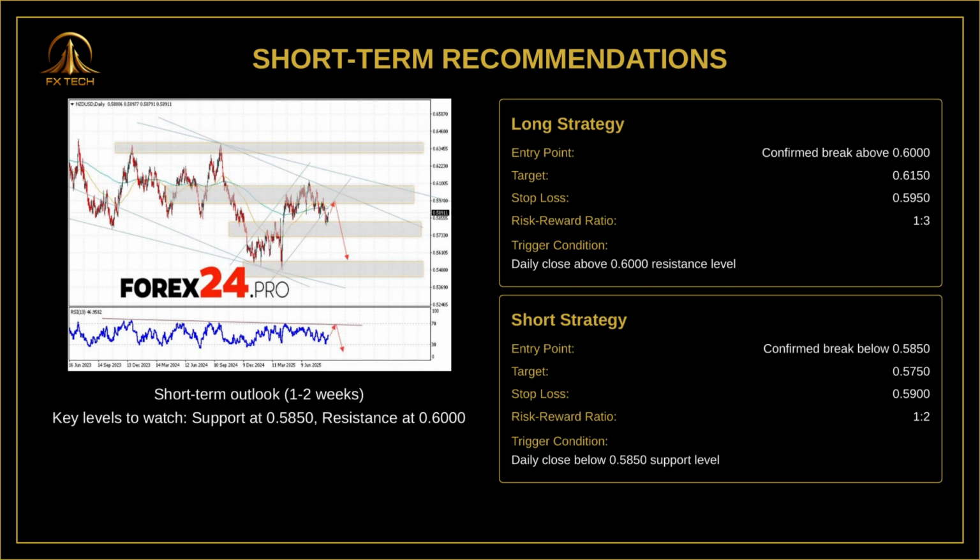The chart on the left shows the short-term outlook for NZD/USD, highlighting these key levels at 0.5850 support and 0.6000 resistance. Notice how the price has been respecting these boundaries, creating a range-bound environment that could break in either direction. It's important to emphasize that these are not just arbitrary levels. They represent significant zones where market participants have previously shown buying or selling interest. The 0.6000 level, in particular, has psychological significance as a round number and has repeatedly rejected upside attempts.